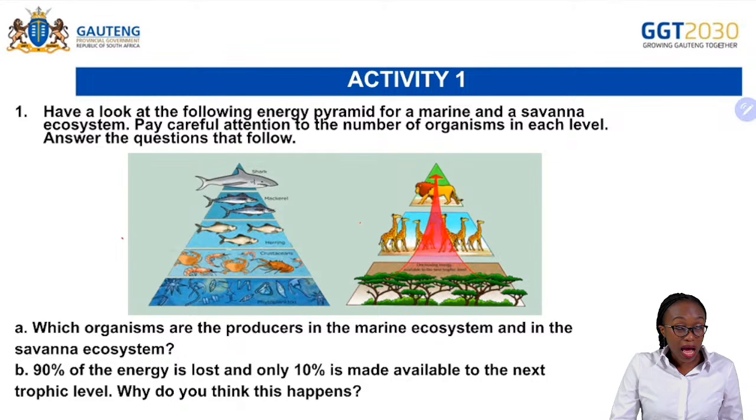Which organisms are the producers in the marine ecosystem and in the savanna ecosystem? B. 90% of the energy is lost and only 10% is made available to the next trophic level. Why do you think that happens?